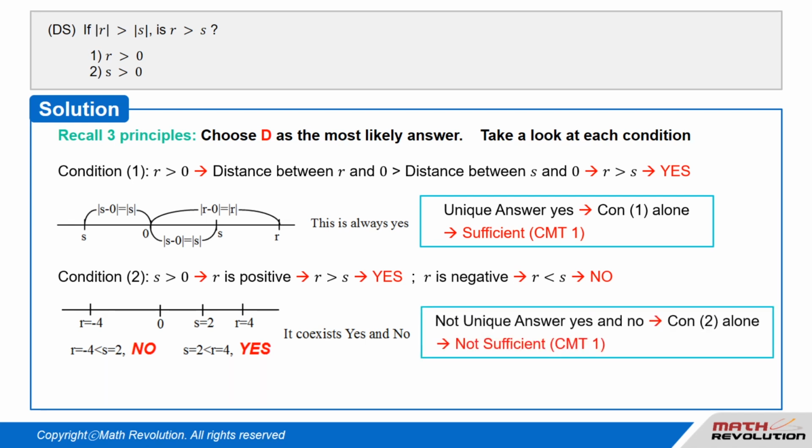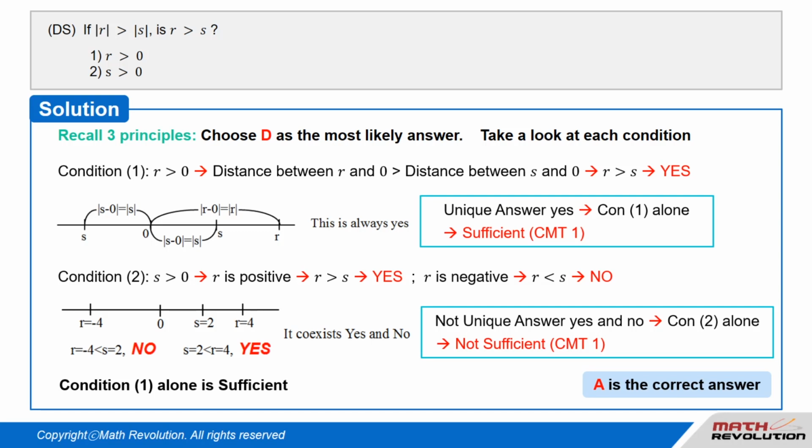The answer is not unique, so the condition is not sufficient by the common mistake type 1, which means that you get both yes and no as the answer. It is not sufficient. Condition 1 alone is sufficient, so A is the correct answer. Answer A.